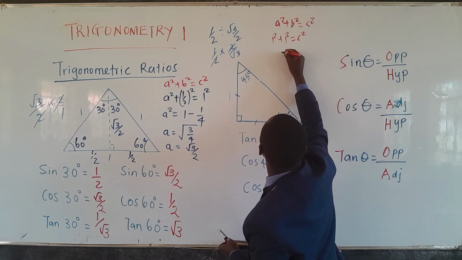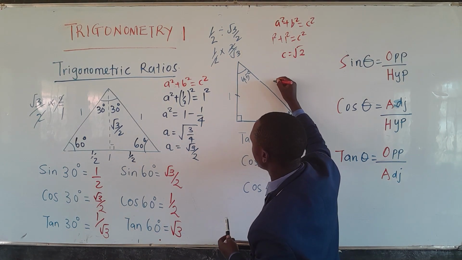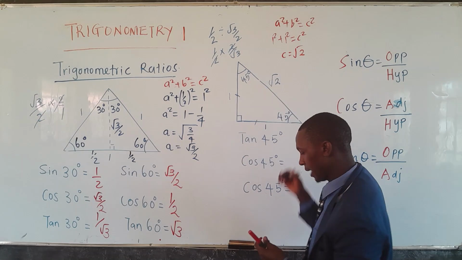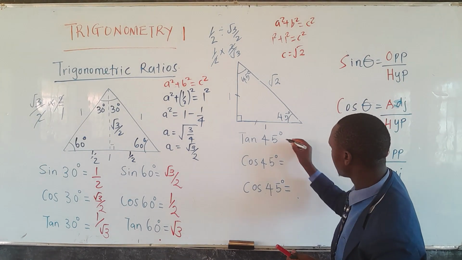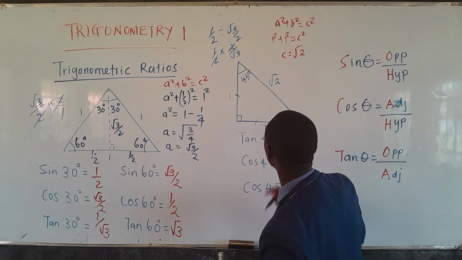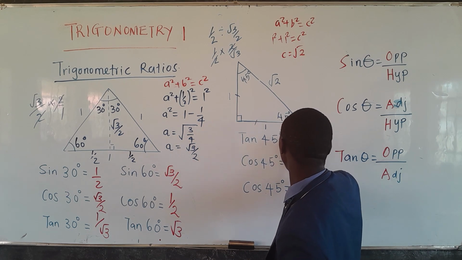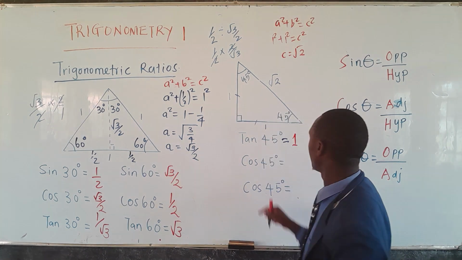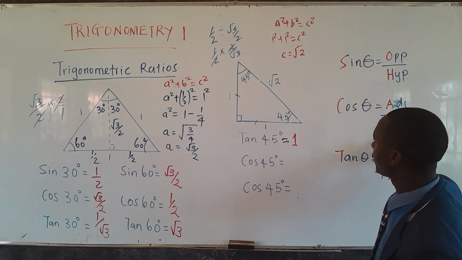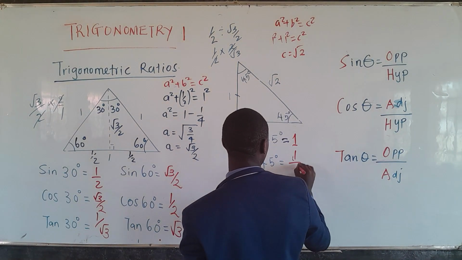Then it means we have 1 plus 1 is 2. The value of c is going to be root 2. So this side is exactly root 2. And if we use the three sides to work out the three ratios, then we are going to notice that the tan of 45, which is the opposite divided by the adjacent, so if this is theta, opposite divided by the adjacent is going to be exactly 1, because it's 1 divided by 1. Cos is the adjacent divided by hypotenuse, that is 1 divided by root 2, that is going to be 1 over root 2.